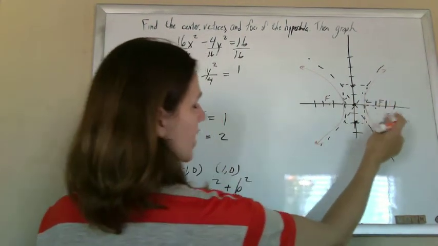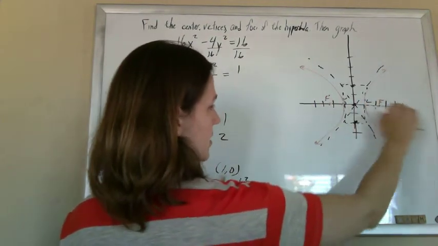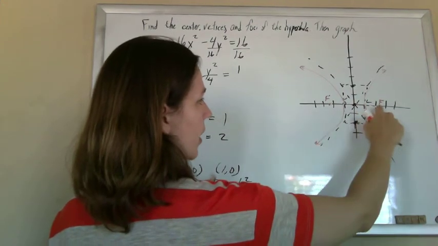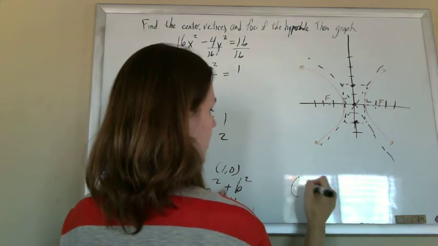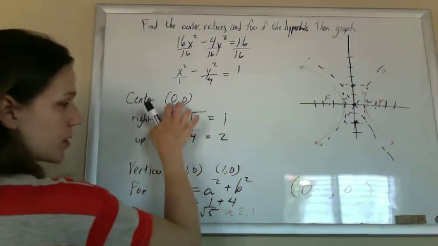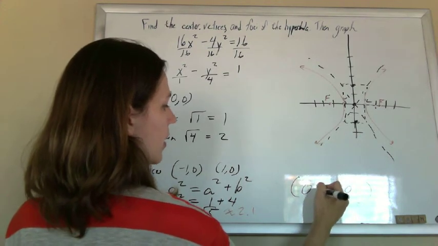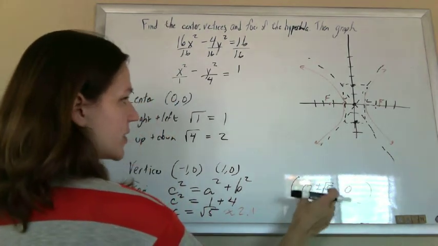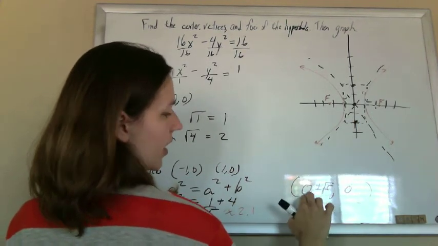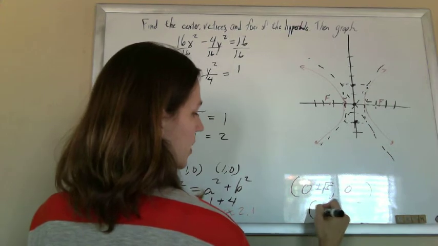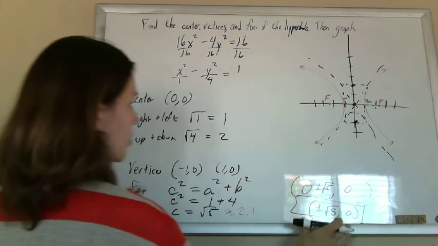These are my foci. And foci for both hyperbolas and ellipses are always on the same axis as the vertices, so here, right and left. And when you write them, you always start with your center. My center was 0, 0. Because I went right and left, I'm going to tack on plus or minus root 5 to the x's. Right and left is x direction. So these are my foci. The 0 is not really doing anything there, so that's plus or minus root 5, comma 0, and those are your foci.